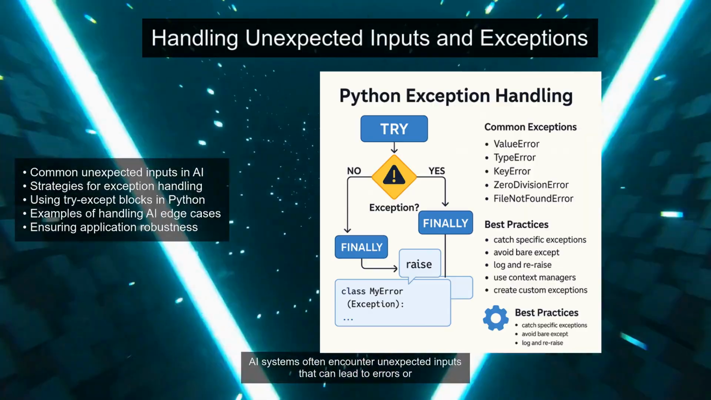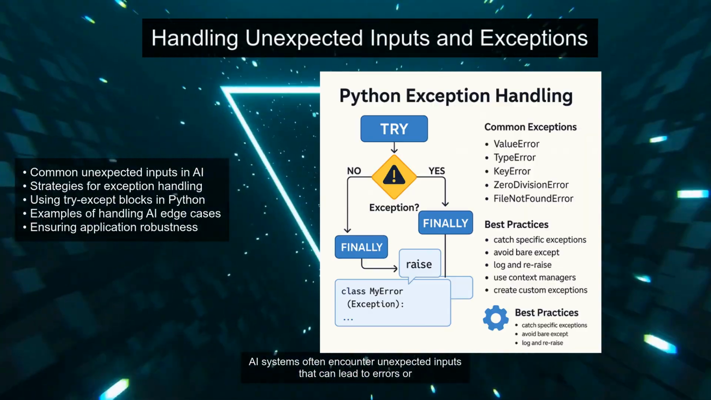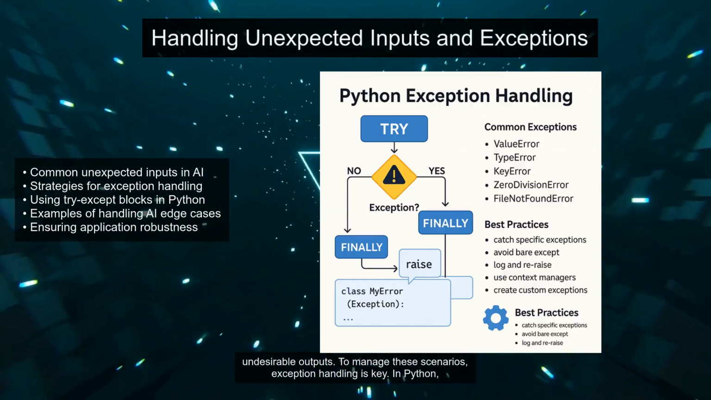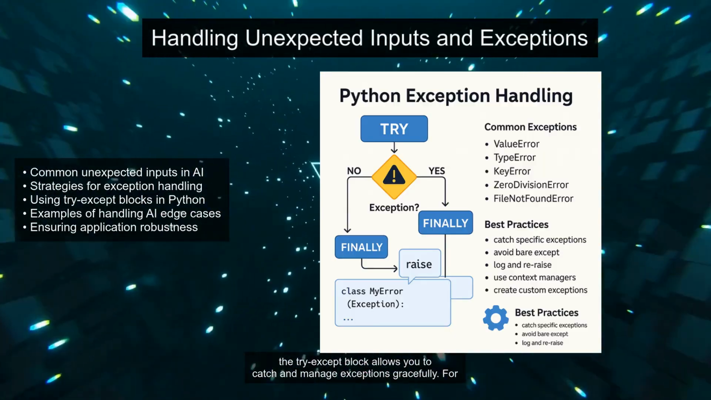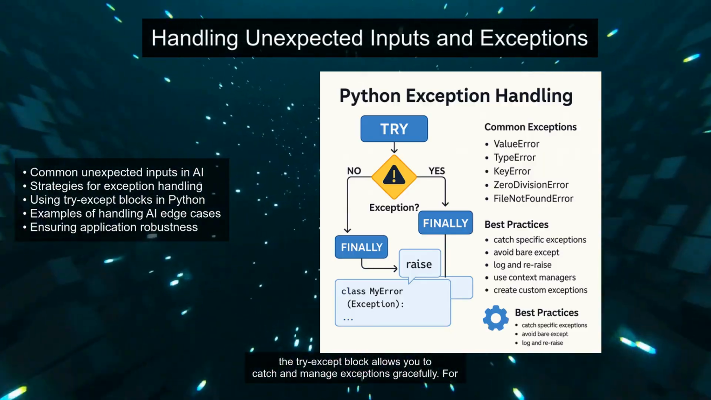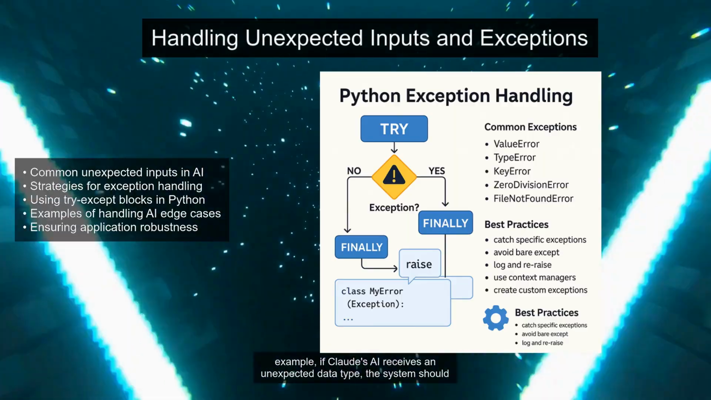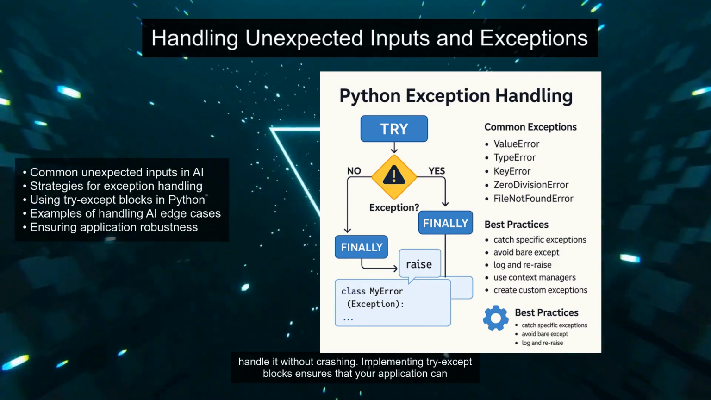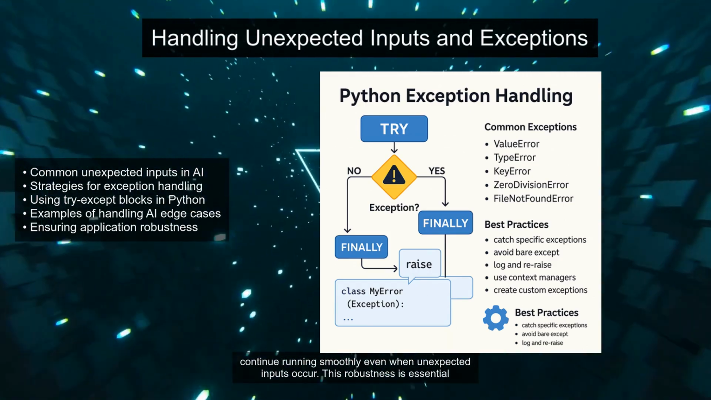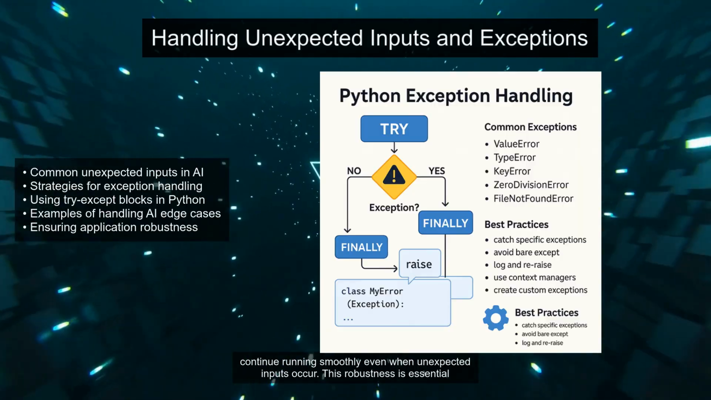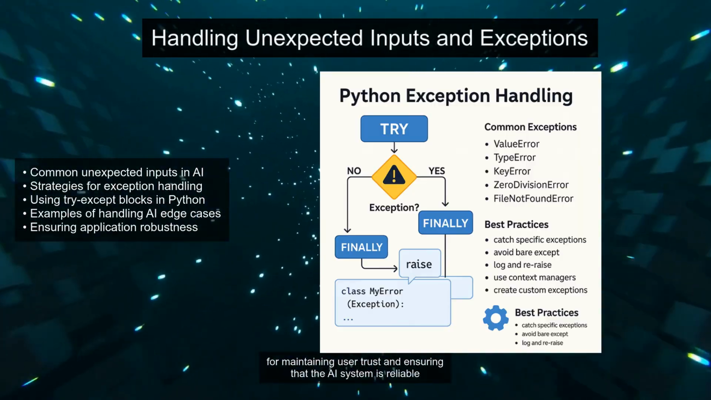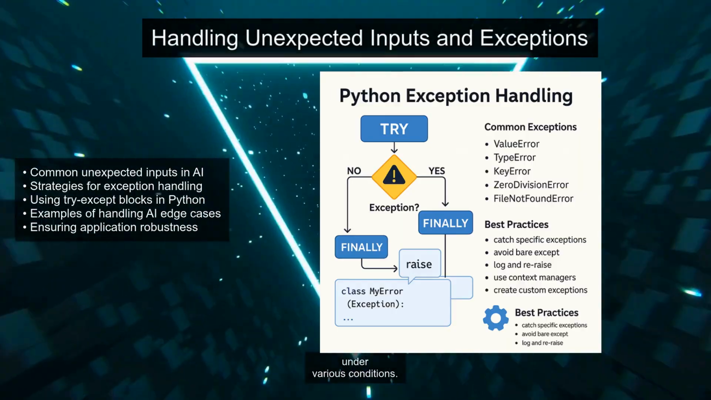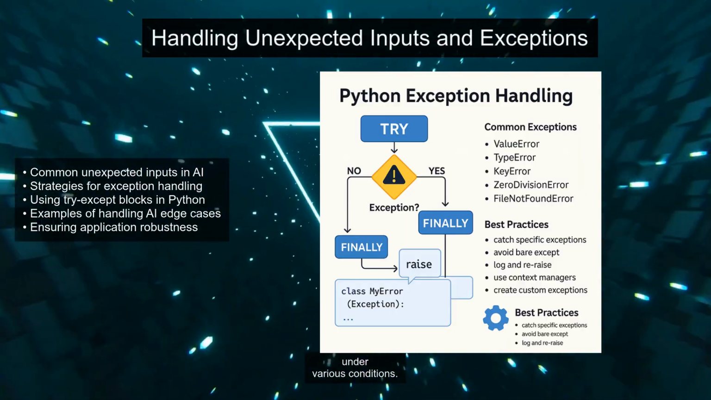AI systems often encounter unexpected inputs that can lead to errors or undesirable outputs. To manage these scenarios, exception handling is key. In Python, the try-except block allows you to catch and manage exceptions gracefully. For example, if Claude's AI receives an unexpected data type, the system should handle it without crashing. Implementing try-except blocks ensures that your application can continue running smoothly even when unexpected inputs occur. This robustness is essential for maintaining user trust and ensuring that the AI system is reliable under various conditions.